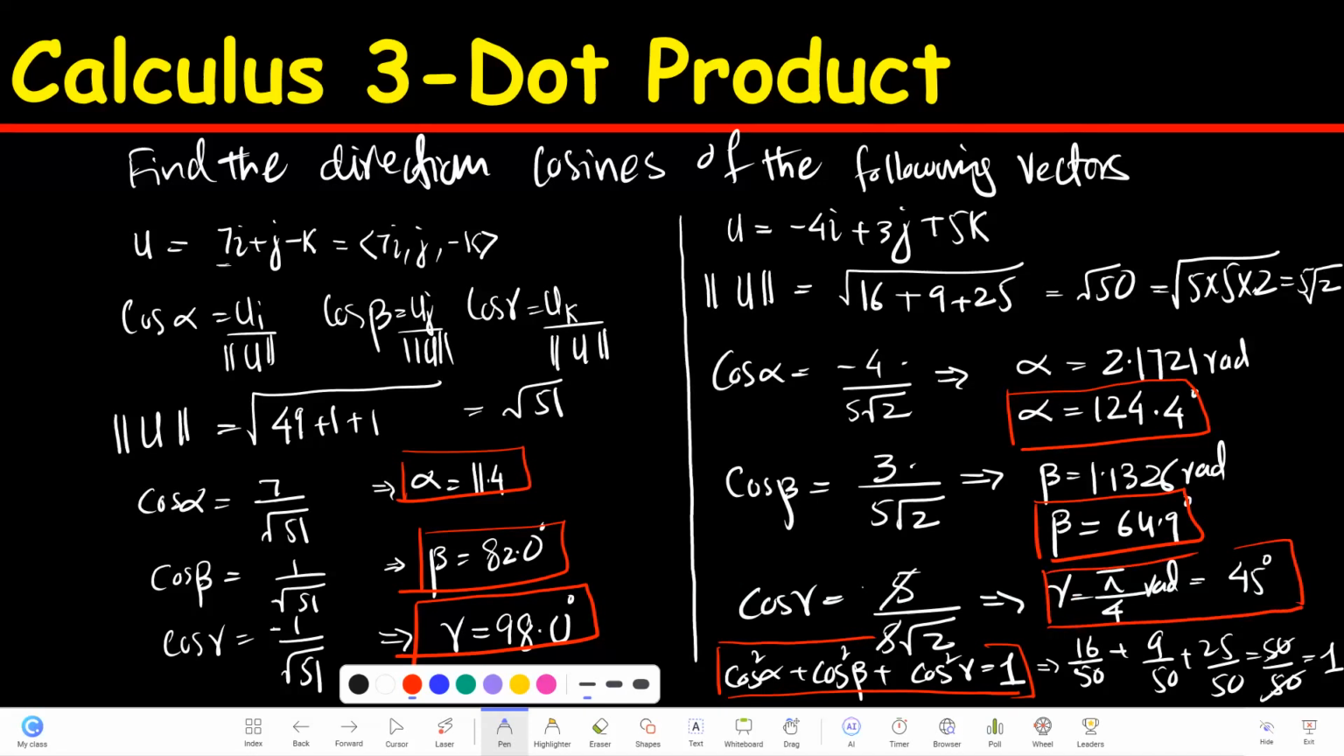Okay. Now, let me step back a little bit and talk about the dot product, because direction cosine is an extension of the dot product. It's not a new topic. So what I'm going to do is talk about the dot product and its applications. So let's take a look at the dot product.